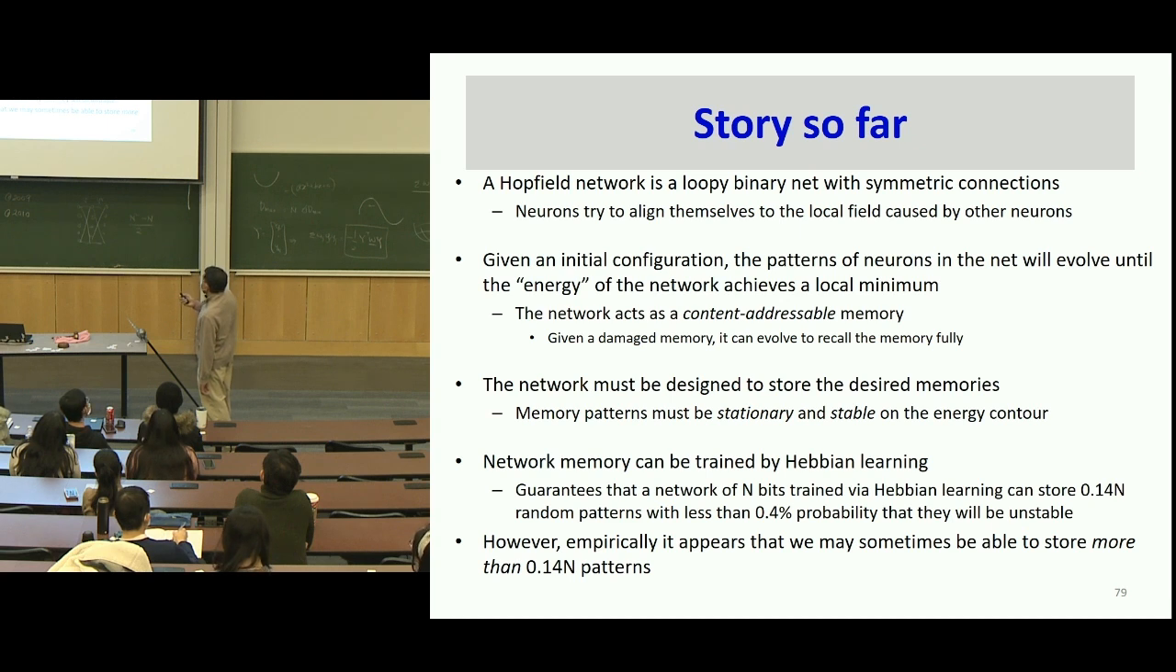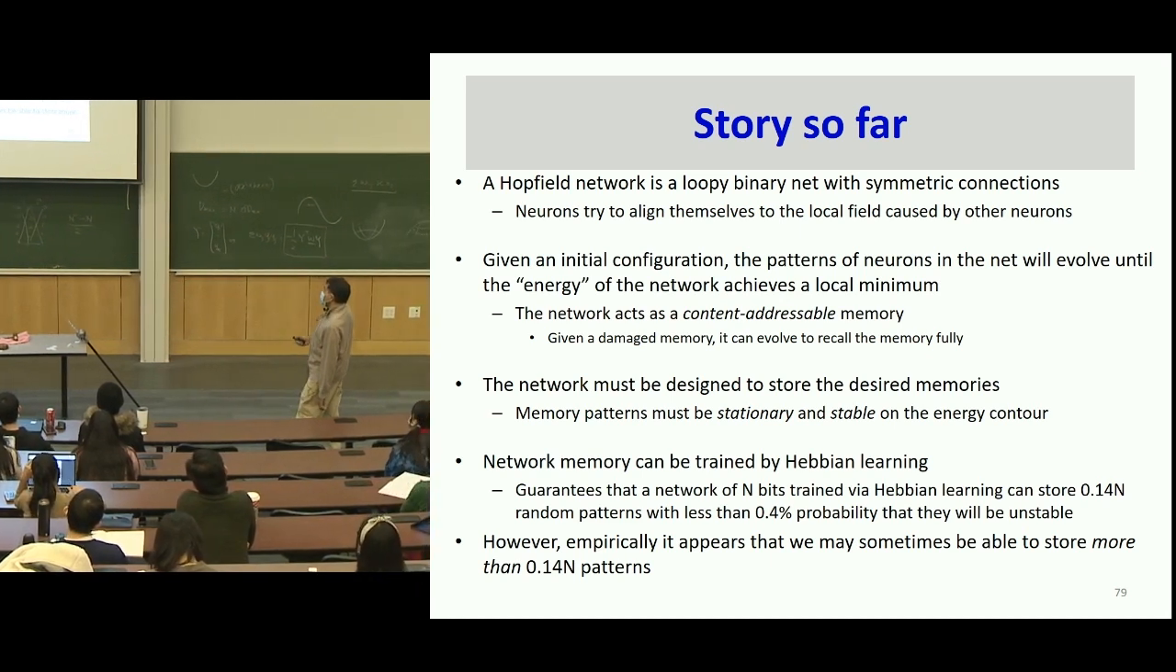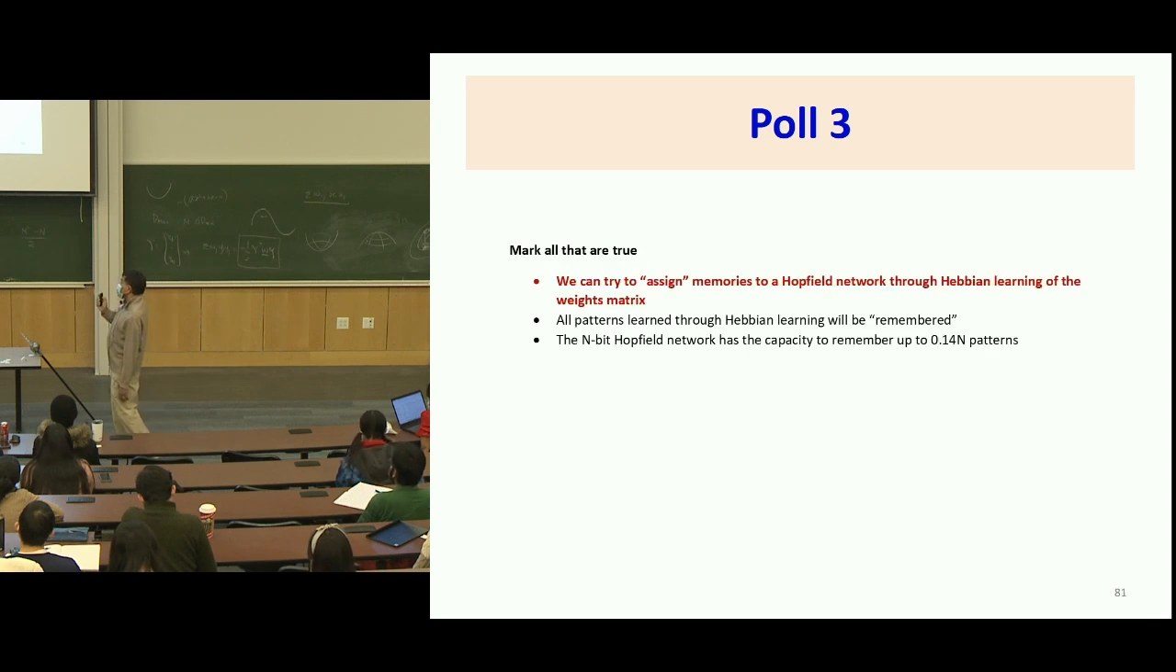So just going back, network memory can be trained by Hebbian learning. A network can be designed to store desired memories. Memory patterns must be stationary and they must be stable. And the network can be trained just by Hebbian learning, which guarantees that a network of n bits can store up to 0.14n patterns with a less than 0.4% probability of not being able to remember a specific pattern. However, empirically, it seems that we can actually store many more than 0.14n patterns. So I'll skip this poll.